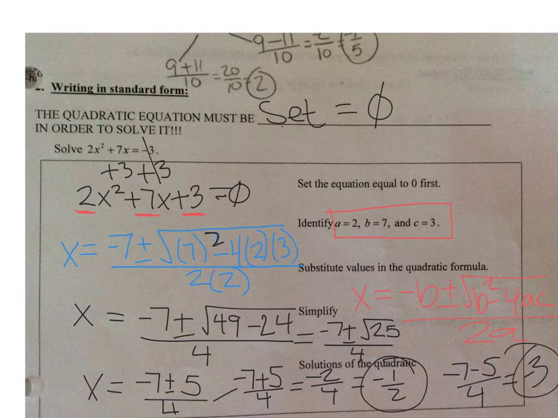Okay, flip the page over. On the next page, example A, you see 3x squared equals negative x plus 10.